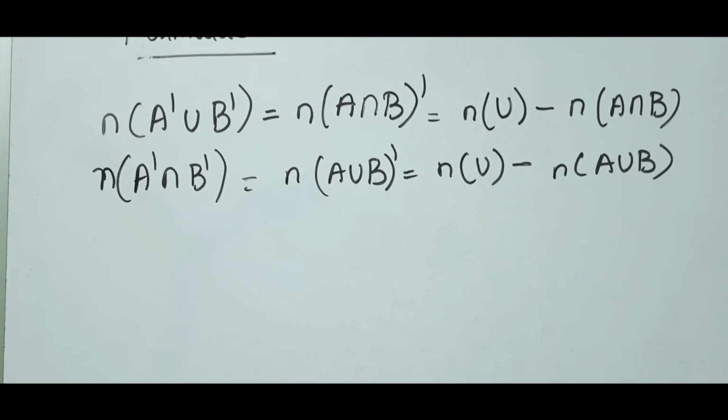Usually in the problem they give the number of elements in the universal set and the number of elements of A union B, and ask you to calculate the number of elements of A complement intersection B complement. Okay, just remember these formulas. They will be very useful in your competitive exams in solving problems on union and intersection. Hope you have understood all the concepts of sets.